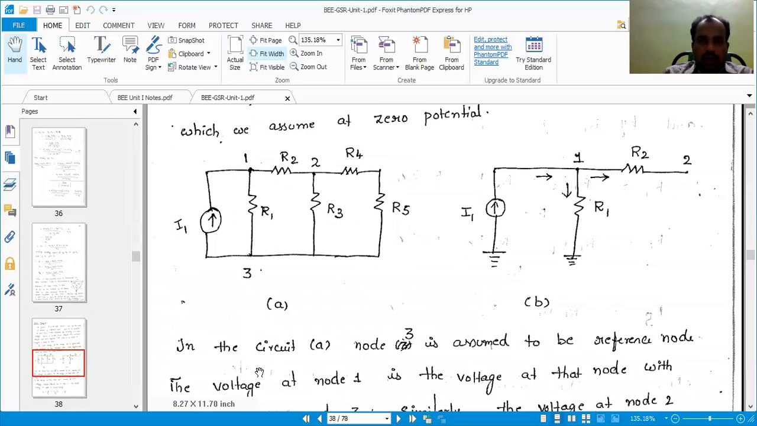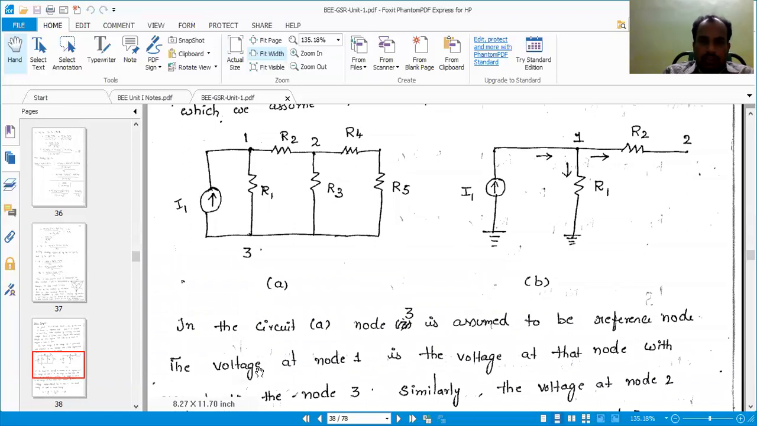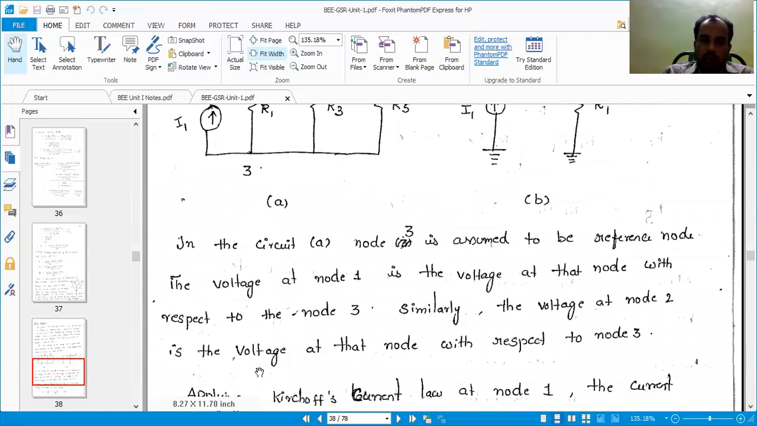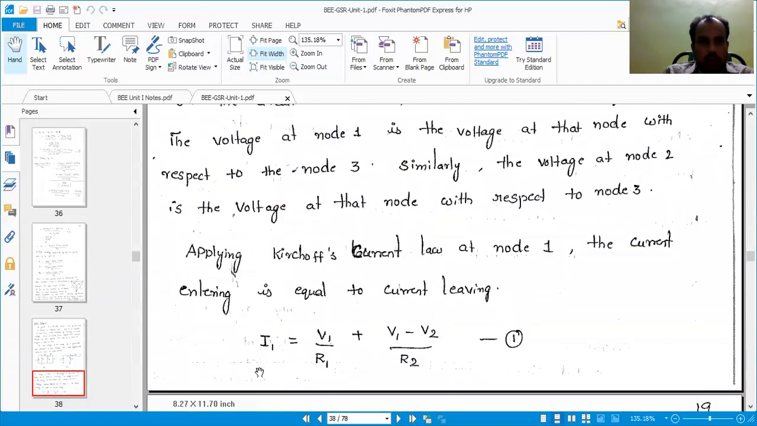So there are three nodes, 1, 2 and 3. You can reference the voltage at node 1 as the voltage at that node with respect to node 3. Similarly, the voltage at node 2 is the voltage at that node with respect to node 3. Now applying nodal analysis, applying Kirchhoff's current law at node 1.